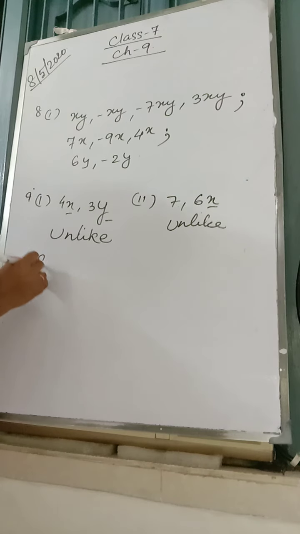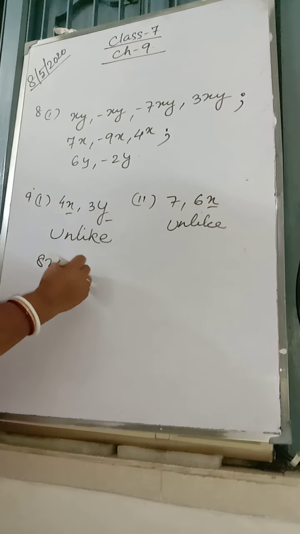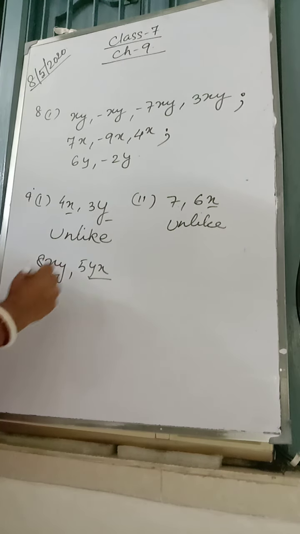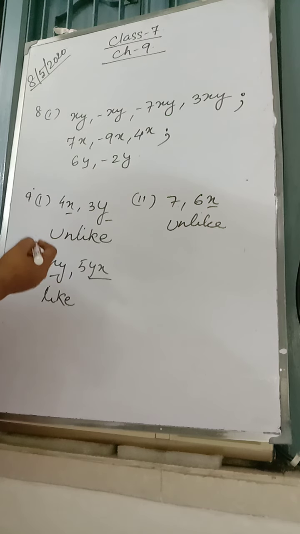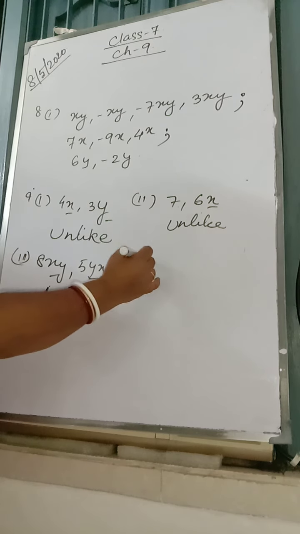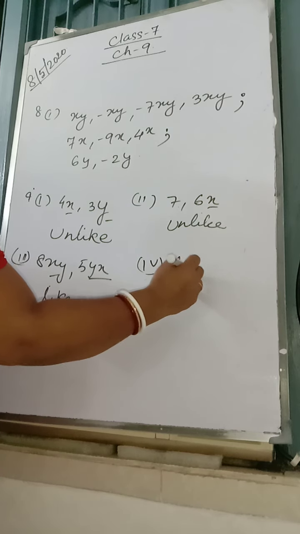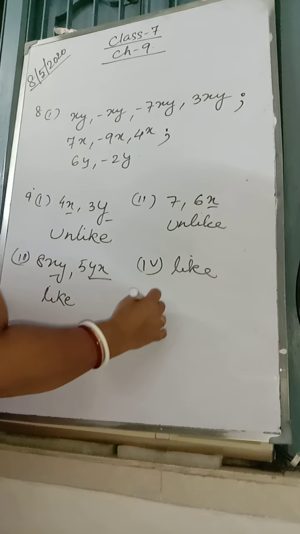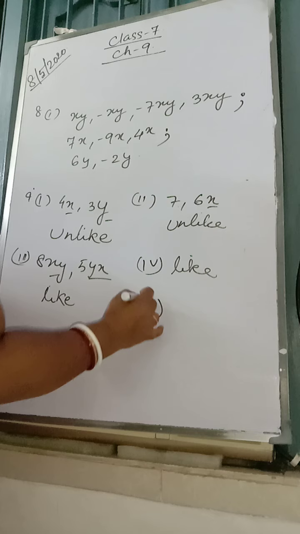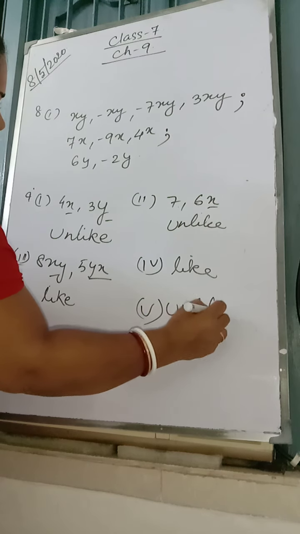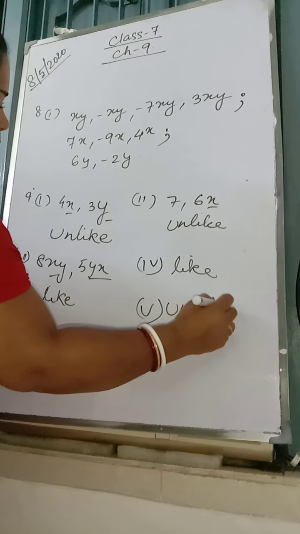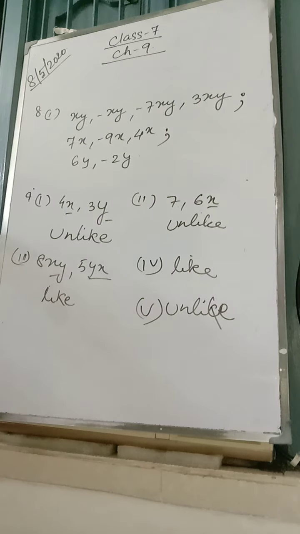Third, 8xy, 5yx is the same thing. x into y into x is the same. So this is like. In the book only you write like, unlike. p square q, p square q, this is also like. Now 5, a cube b, ab cube, unlike. So number 9 is also done.